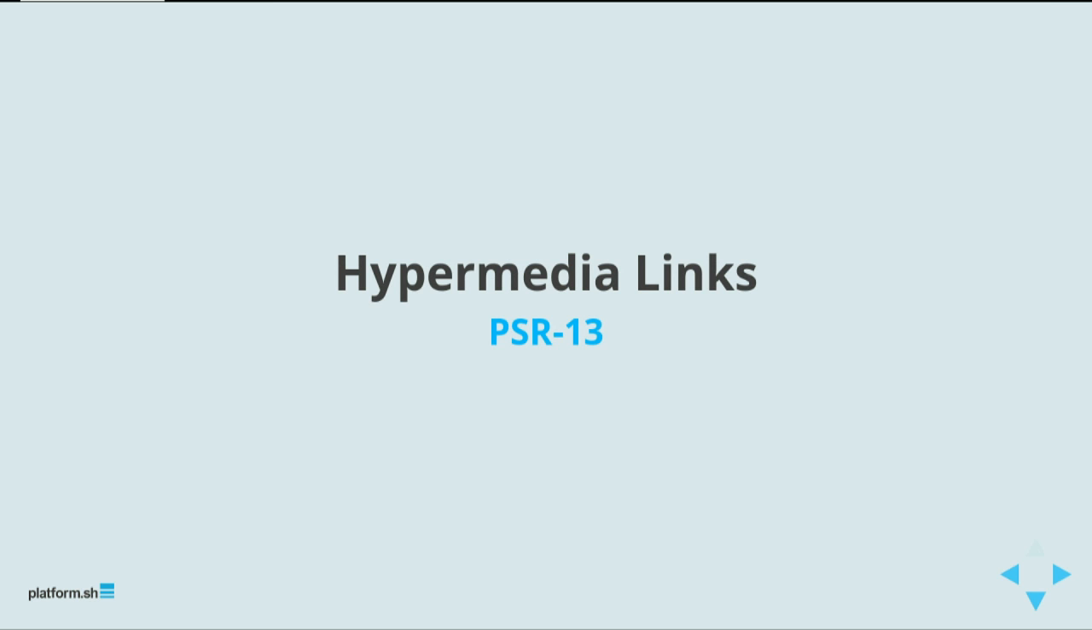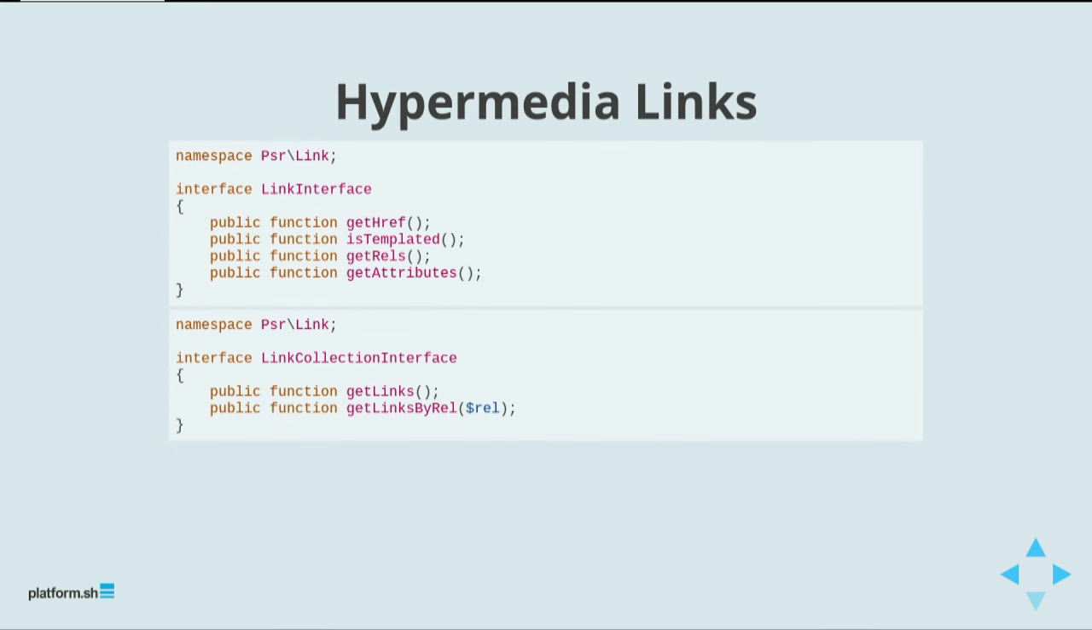PSR 13, this is one that I'm the editor for. It is nearly complete. It's in review right now. We're just working on naming something. The idea here is standardized hypermedia links, because you have a lot of value objects, a lot of data objects for representing JSON API, HAL, HTML has hypermedia link support, Atom has hypermedia link support. Let's standardize how we work with those so that I can translate from a HAL object to HTTP links on a response object really easily. Kind of an edge case, or a narrow use case, but a legit one.